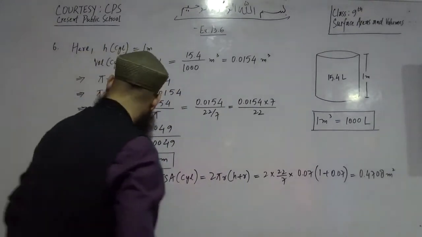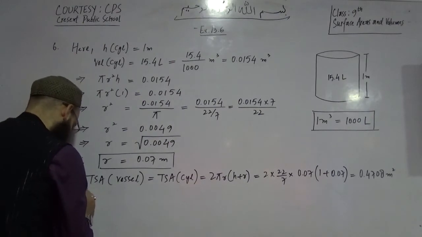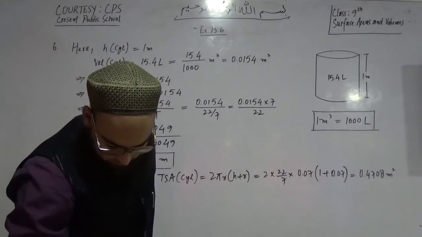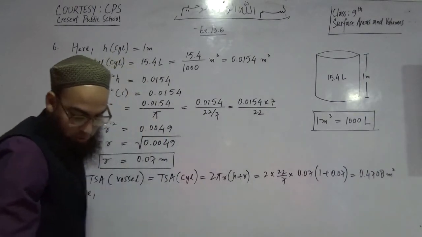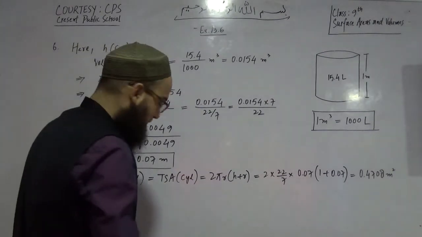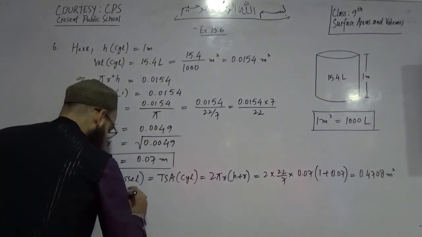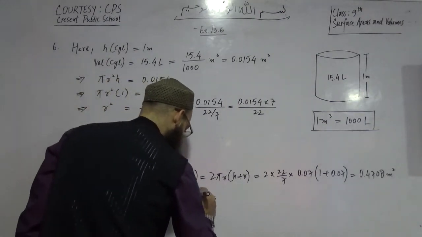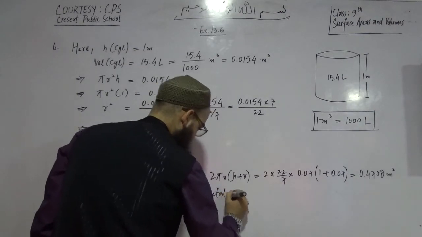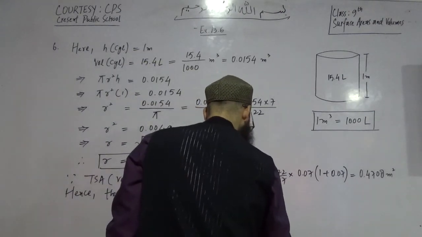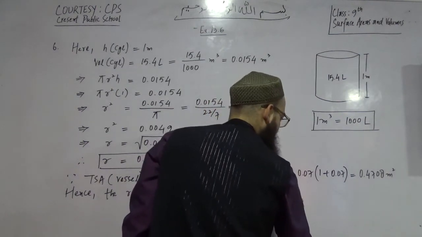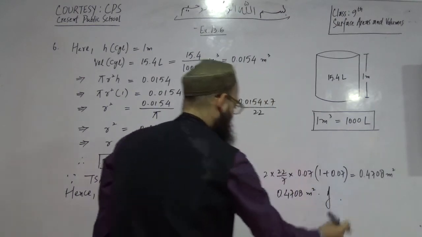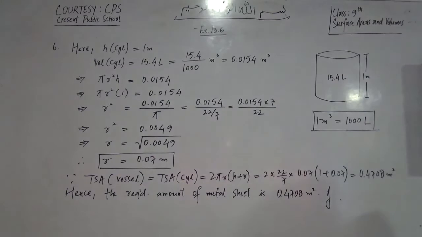So we can write, hence the required, how many square meters of metal sheet would be needed? Hence the required amount of metal sheet is 0.4708 square meters. And that's your answer. Make a note.